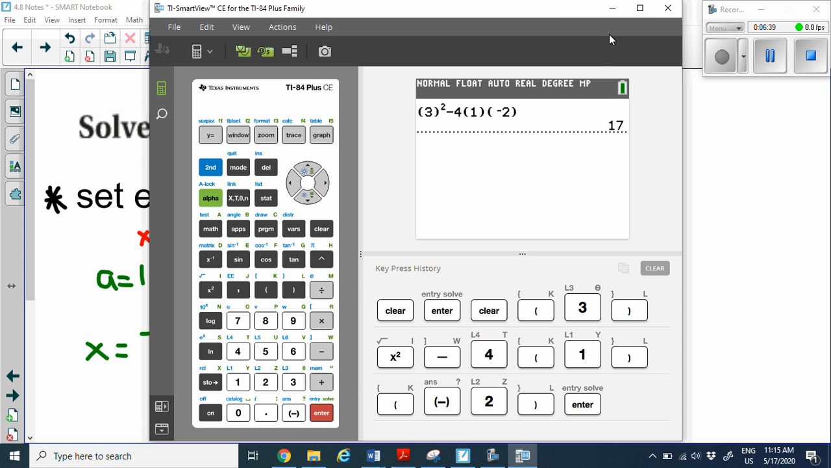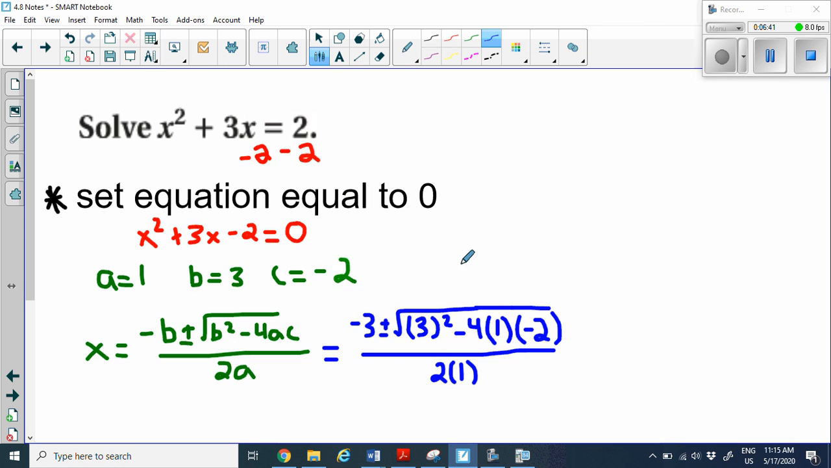I get 17. So now what I can do here is I have -3 plus minus square root, so the square root has to stay there. I haven't gotten rid of it. Now my number is 17 because I already calculated all of this, and now I'm going to go ahead and do 2 times 1. That's going to give me 2.